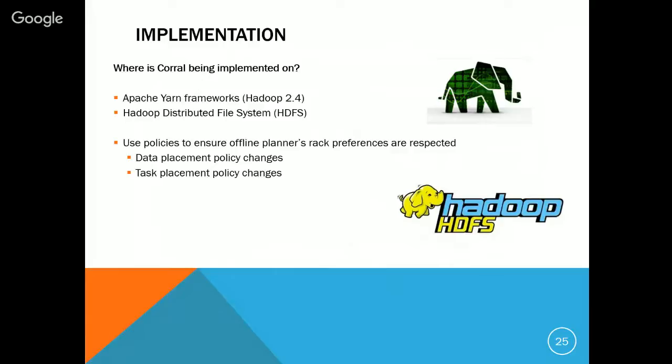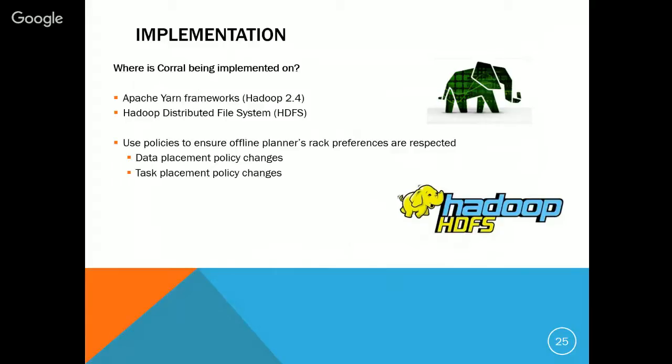So we're going to talk first about the data placement policy. We're going to make some changes to the traditional policies that Yarn and HDFS use in order to prove out that the Coral framework results will be much better and much more efficient.